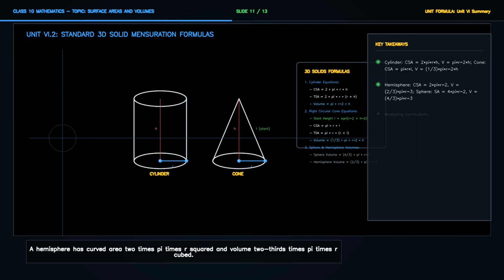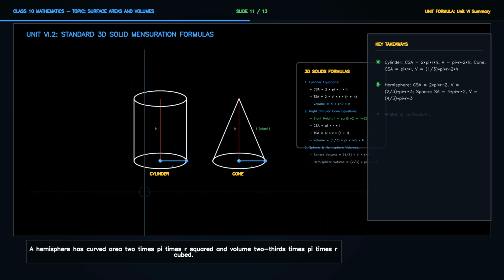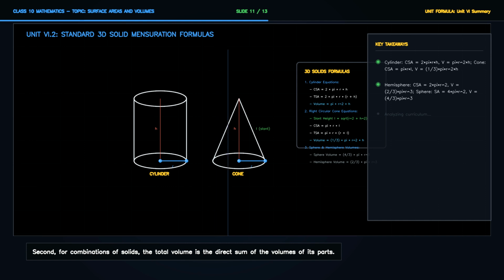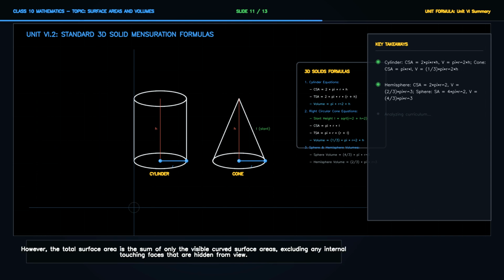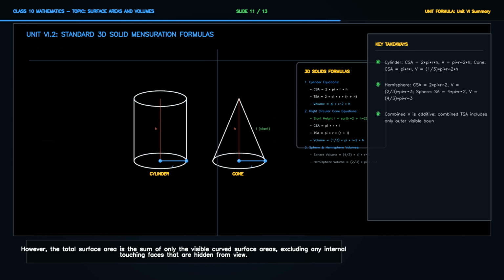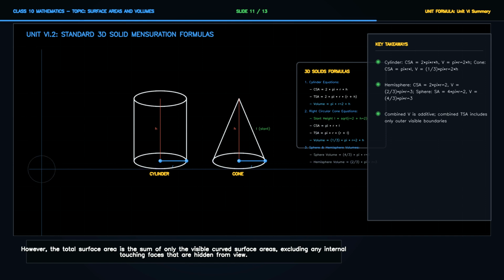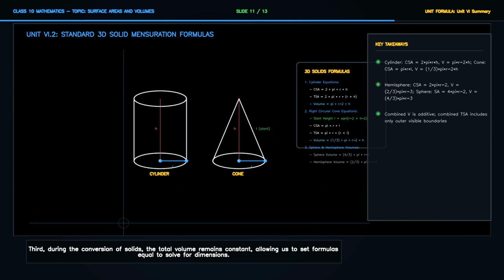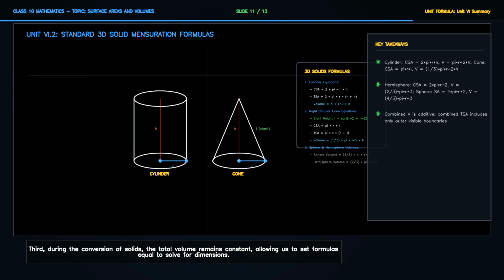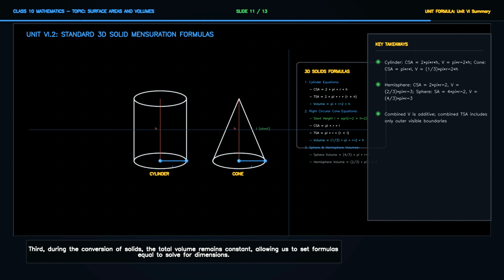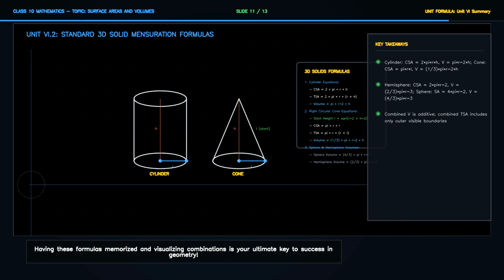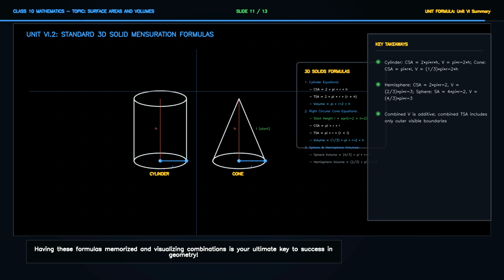Second, for combinations of solids, the total volume is the direct sum of the volumes of its parts. However, the total surface area is the sum of only the visible curved surface areas, excluding any internal touching faces that are hidden from view. Third, during the conversion of solids, the total volume remains constant, allowing us to set formulas equal to solve for dimensions. Having these formulas memorized and visualizing combinations is your ultimate key to success in geometry.